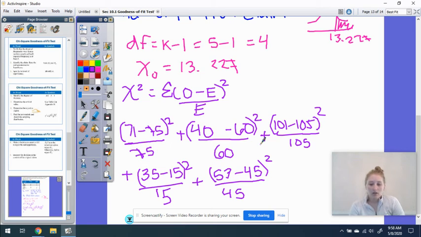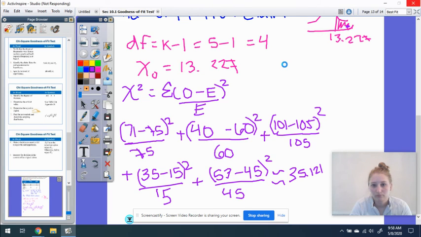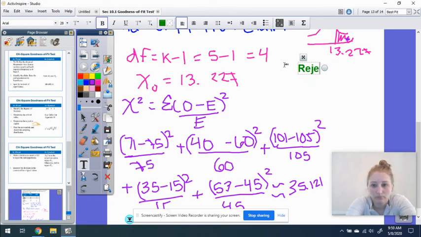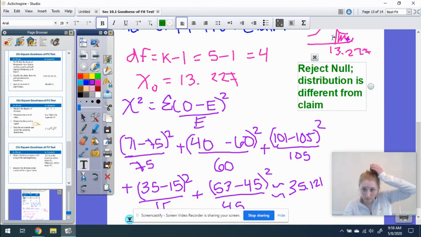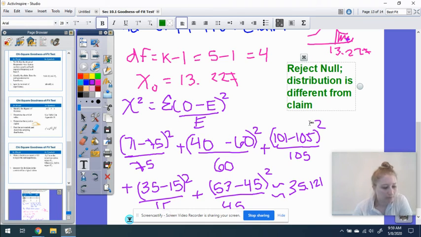All right, so if I put all of that into my calculator, I'm going to get about 35.121. So the question is that in the rejection region? And the answer is yes. So we are going to reject our null. And what does this mean? It means the distribution is different. Okay, let's do another one.